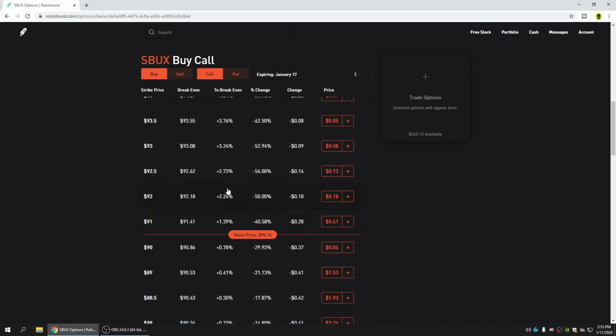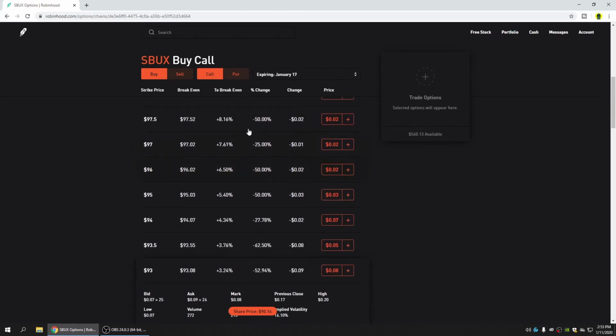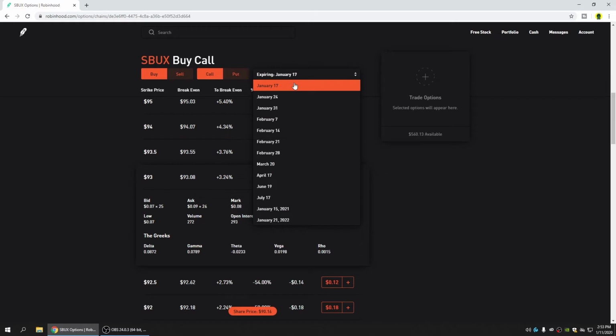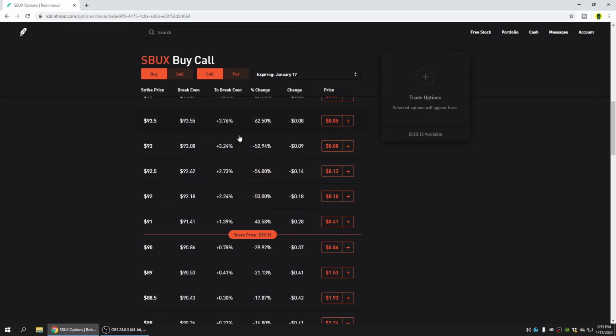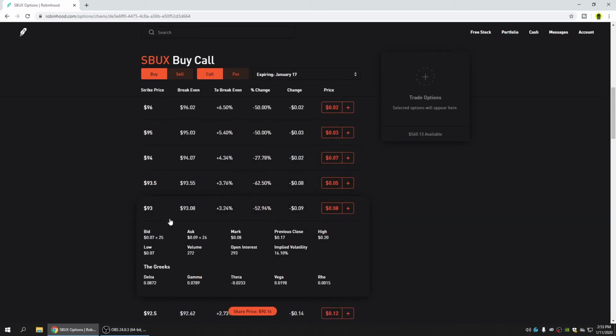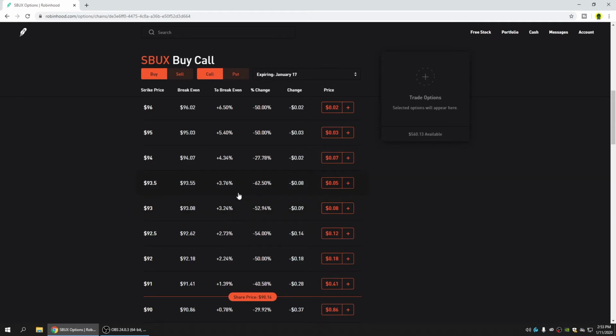So when you purchase a call and Starbucks is trading at 90.16, you're saying that Starbucks is going to move up. Say we want to buy this 93 call. We are now saying that Starbucks is going to move from 90.16 all the way to $93 or higher at the expiration of January 17th. So if Starbucks is trading above 93, or technically 93.08 because we paid 8 cents for this contract, we won. We make money and life is good.